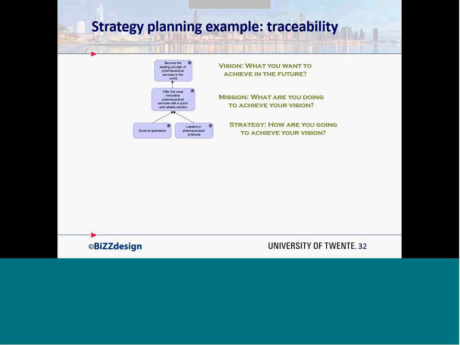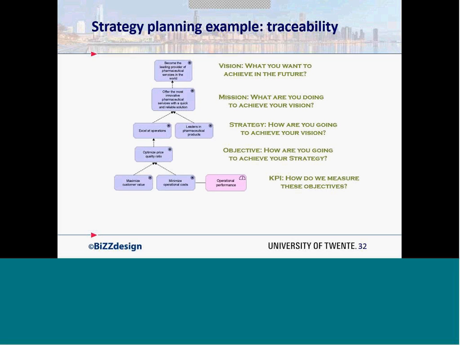They have the strategy, leaders in pharmaceutical products, but that is not enough for them to achieve their mission and vision. Therefore, they developed a second strategy. They want to excel at operations. To do this, they have the objective to optimize the price-quality ratio. And they further expand on this into 2 parts. They want to maximize customer value and minimize operational costs.